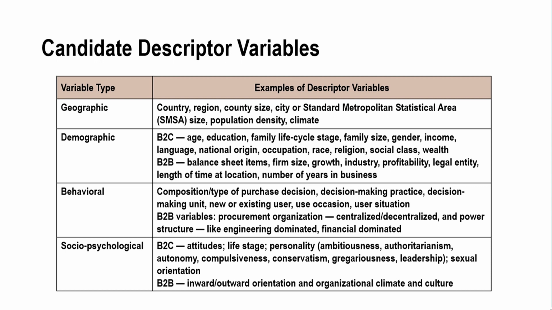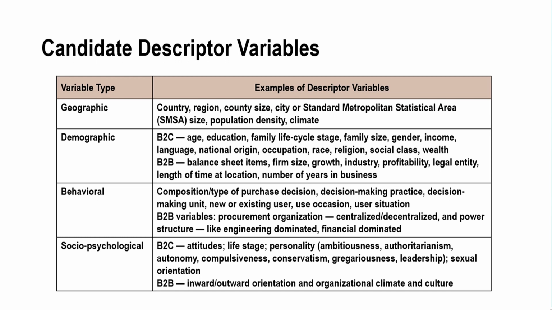Some of the variables, or as we say descriptor variables, that we can use: one could be geographic. This is a variable type that can be used for both B2B as well as B2C. So, country, region, country size, a city or state. These are different, based on population, population density, climate and so on. So, geographic variables are one kind of variable.